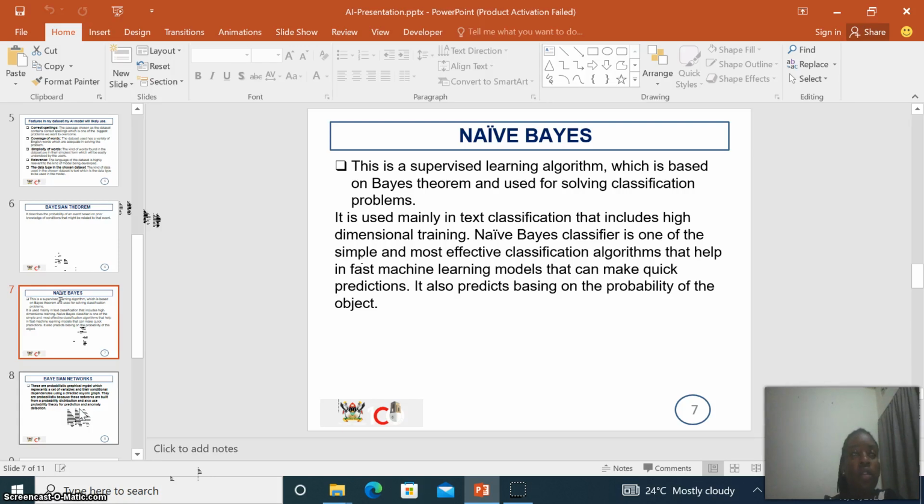So naive Bayes, it has two words. First of all, naive means, okay, it's called naive because it assumes independent probability. Then for Bayes, it was called naive Bayes because it's based on Bayes' theorem also.